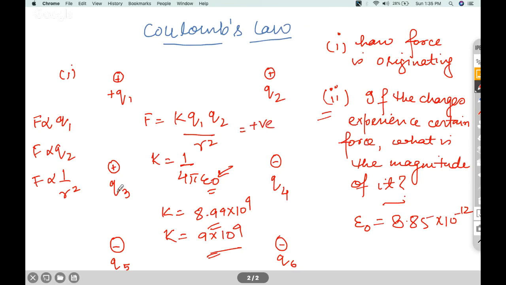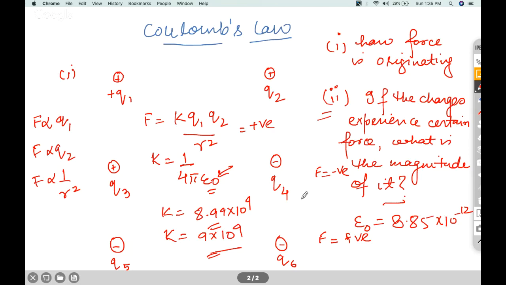If one of them is positive and one of them is negative, then the force will come out to be negative. If both of them are negative, then negative times negative will be positive. Try to understand it: it shows me that if force is positive... and what do I mean by force is positive and force is negative?